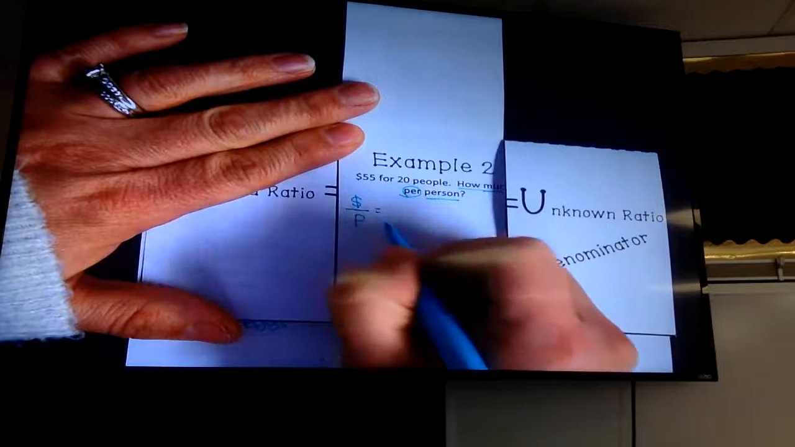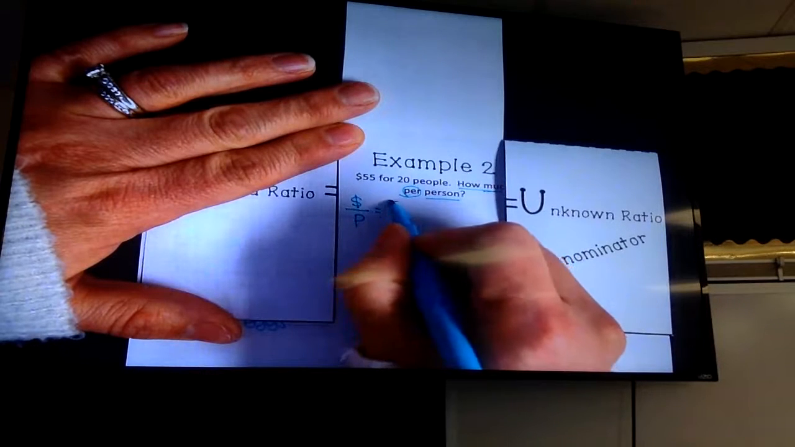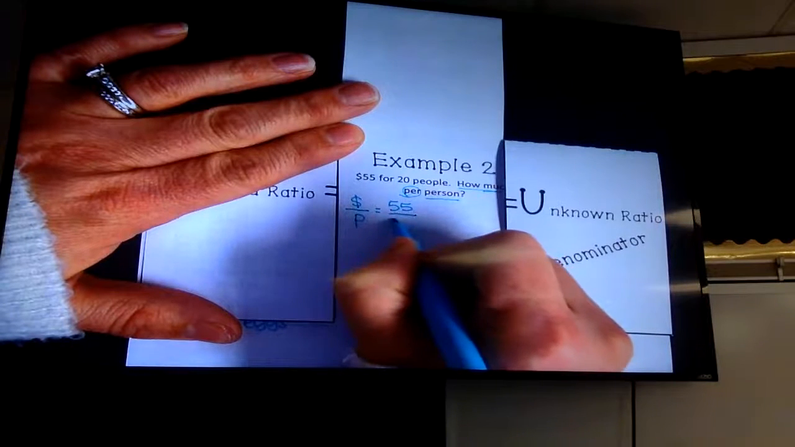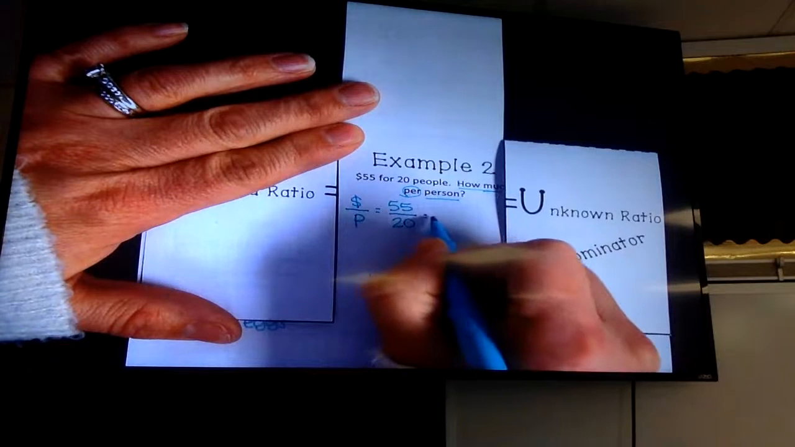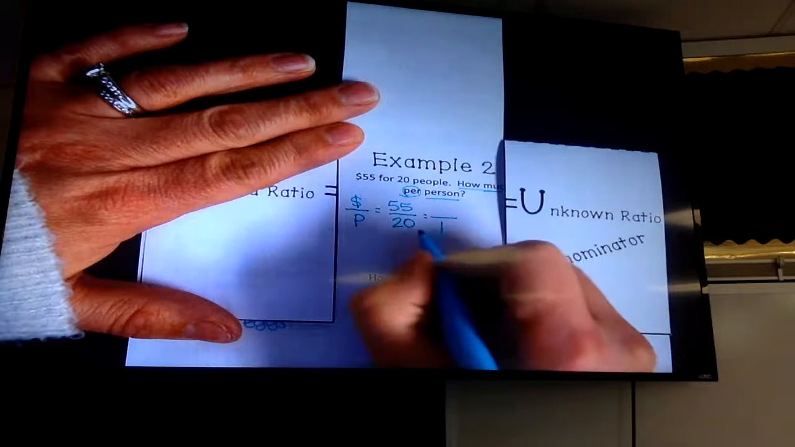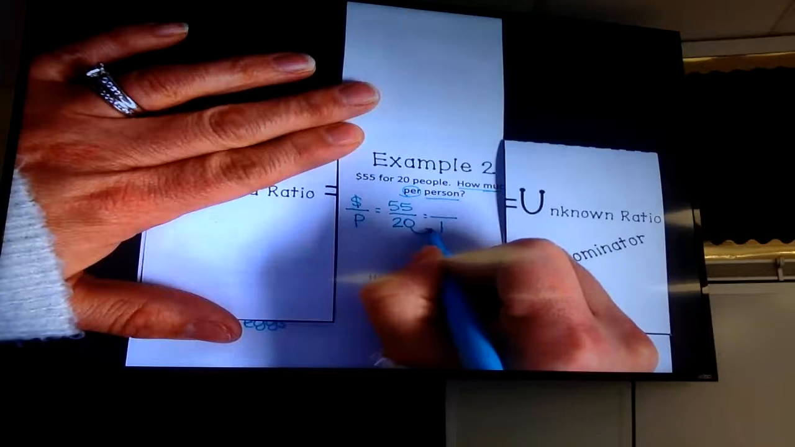So fill in what I know. Let's do the known ratio. The known ratio is $55 per every 20 people. I want to know how much it is for every one person. So remember, what did I do to 20 to make it into 1?